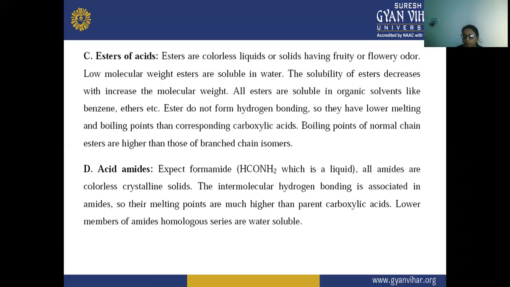Their molecular weight and boiling point are lower as compared to the carboxylic acids. The boiling point of the normal chain is higher than that of the branch chain isomer. The boiling point of the branch chain isomers is lower than that of the normal chain, which has the higher boiling point.